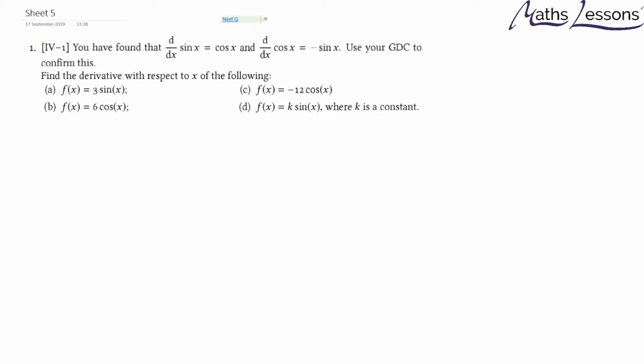Welcome to this first video in our revision course, going over sheets that my set have done in the last term, starting off with sheet 5 in the course.